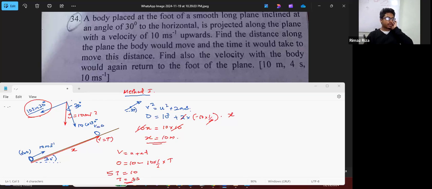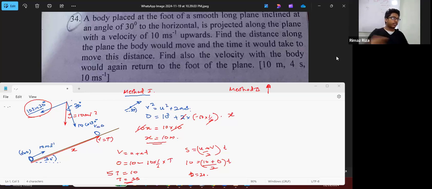So that's method one. Or else, to find the time you can use s equals (u plus v) over 2 into t. Here u is 10 plus v is 0, divided by 2, into t. Then again we get t as 2 seconds. And then method two is where I will be considering the vertical upward direction. If I'm considering the vertical direction, I need everything to be in the vertical direction.